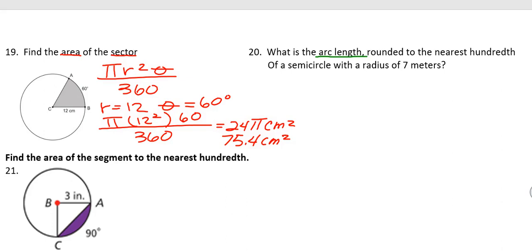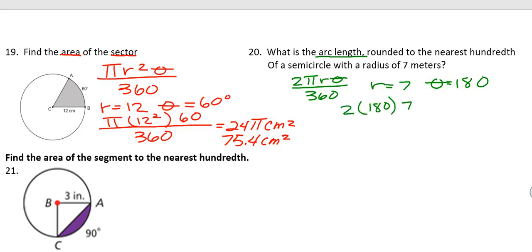So on this next problem, again, we're looking for key words here, and I noticed that the words arc length are there. So that formula is 2 pi r theta over 360. Again, r equals 7, and this time it says of a semicircle, so our theta is equal to 180.